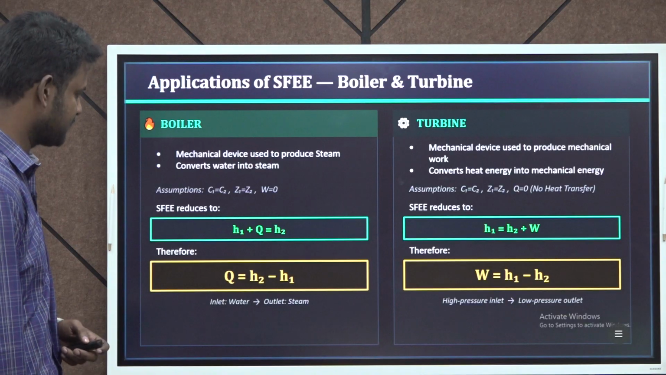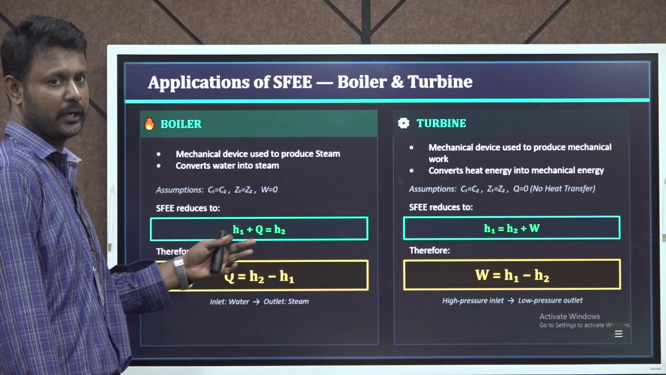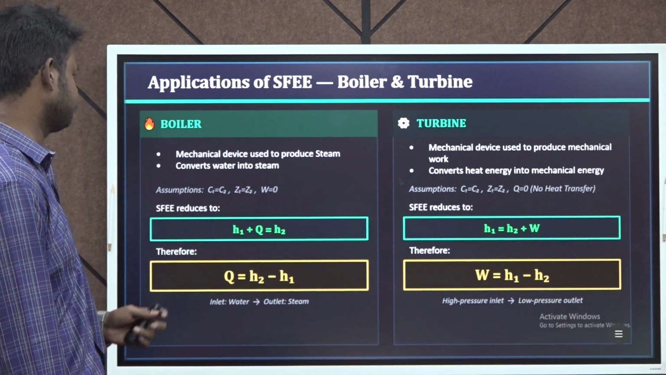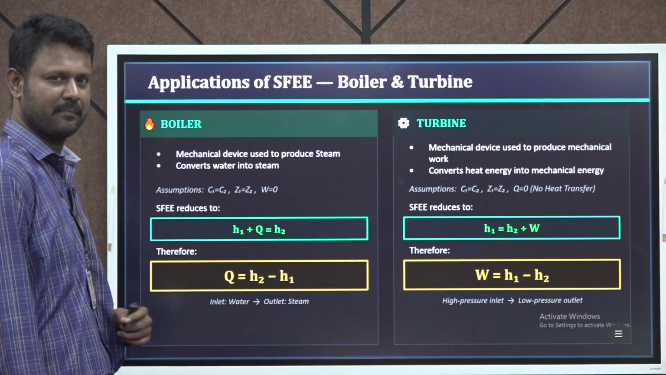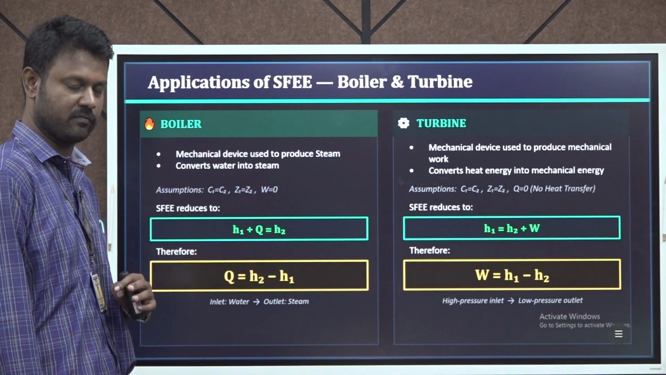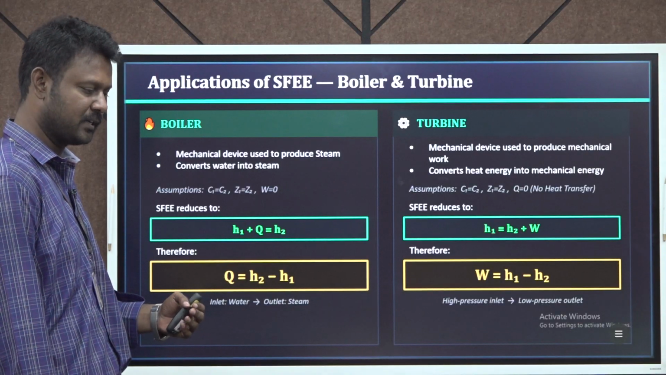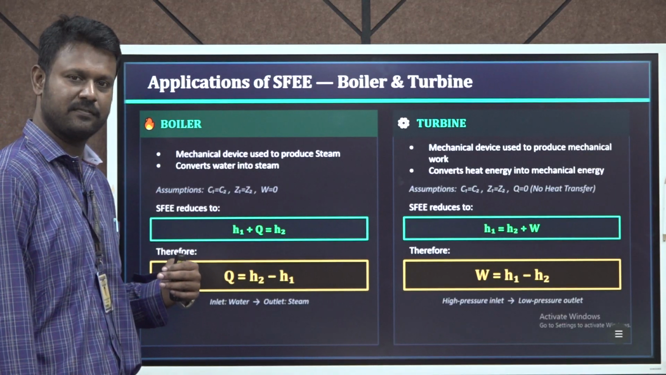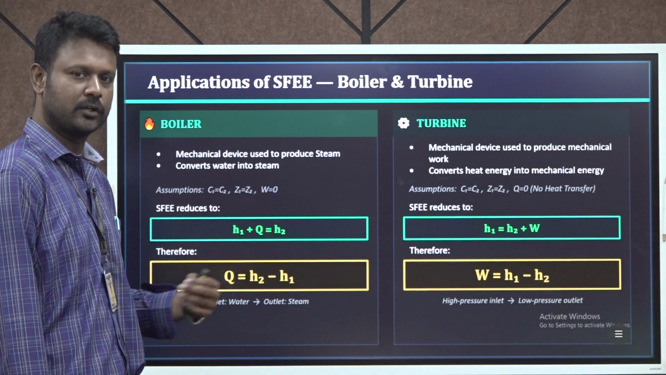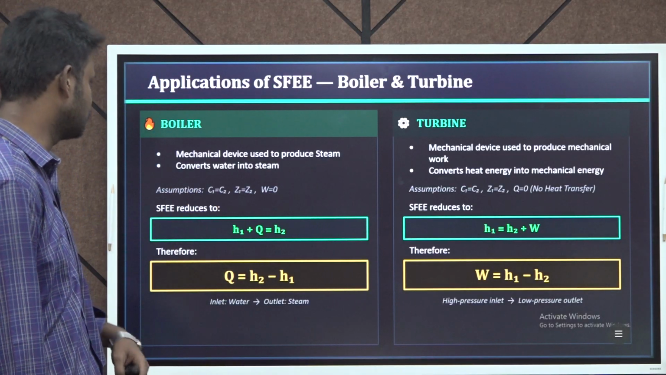Now for the applications of SFE, the steady flow energy equation, we are going to look into the boiler and turbine. A boiler is a mechanical device which uses heat to make the phase change from water to steam. That is the use of a boiler. It is a mechanical device which converts water into steam.